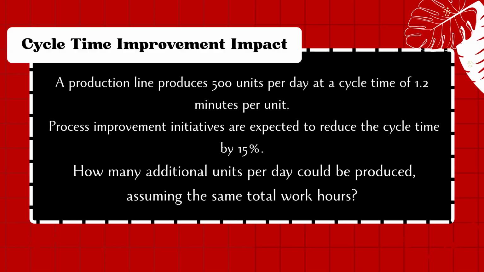Problem 8. Cycle time improvement impact. A production line currently produces 500 finished units per day. Each unit takes about 1.2 minutes to make from start to finish. The company plans to improve the process, reducing the time required to make each unit by 15%, while keeping the same number of work hours in the day. How many additional units will the line be able to produce each day after the improvement takes effect?